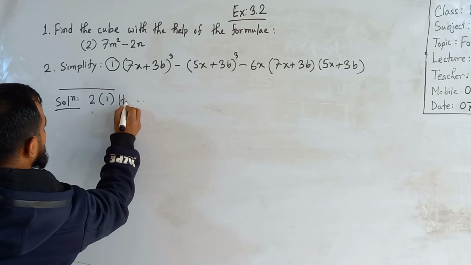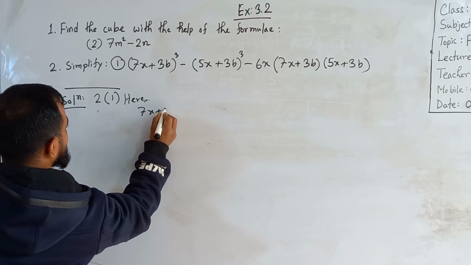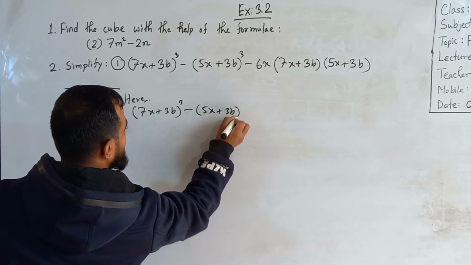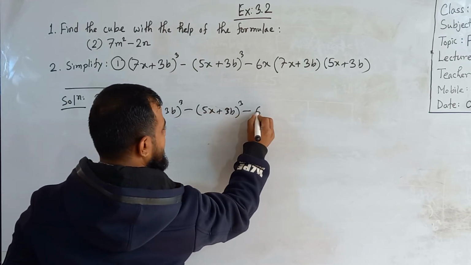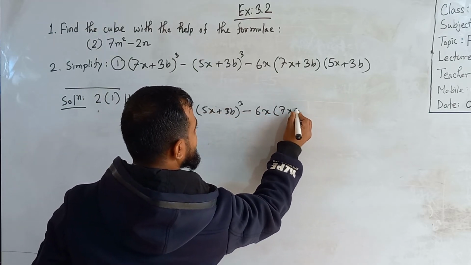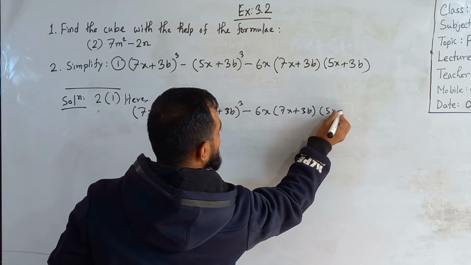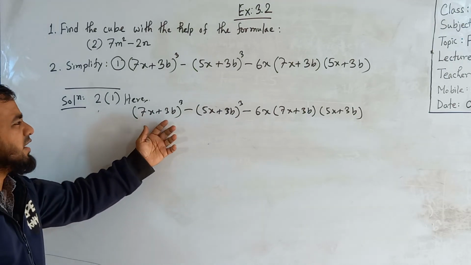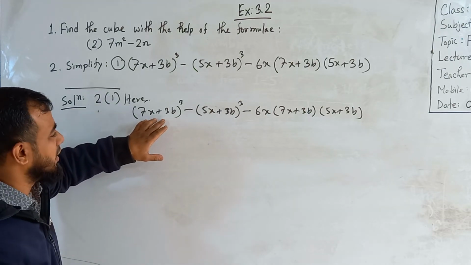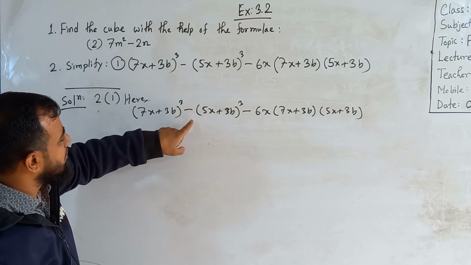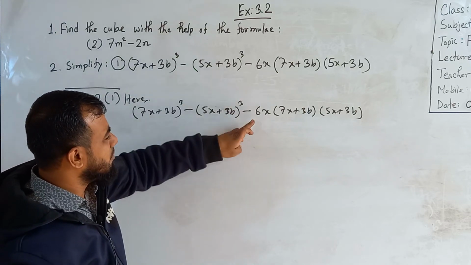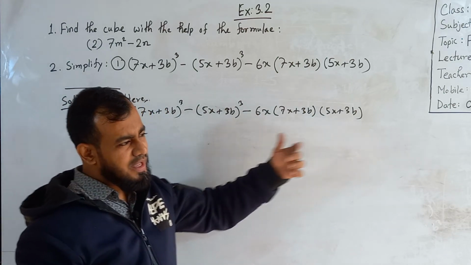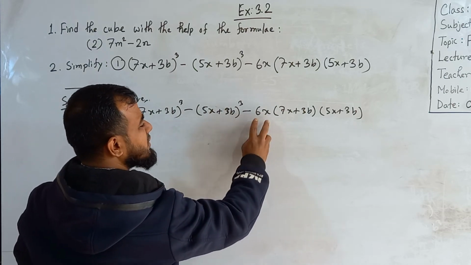There's no given here. It is (7x plus 3b) whole cube minus (5x plus 3b) whole cube minus 6x into (7x plus 3b) into (5x plus 3b). My dear students, we can apply the formula here easily. If we assume that this one is our a, and this one is our b, then a cube minus b cube minus 3ab into (a plus b).